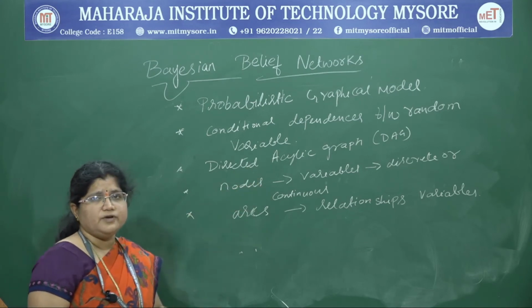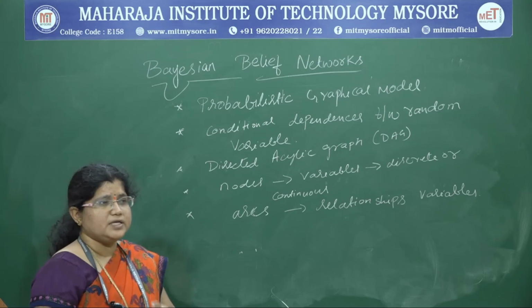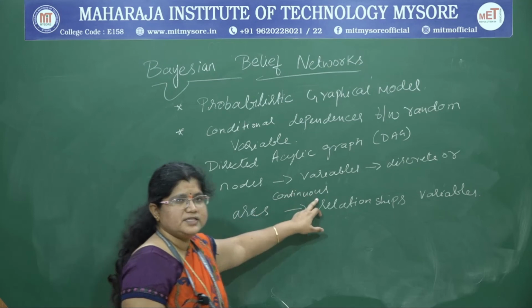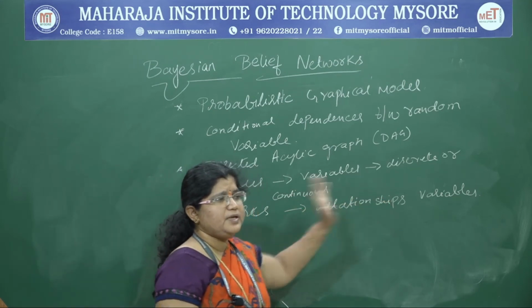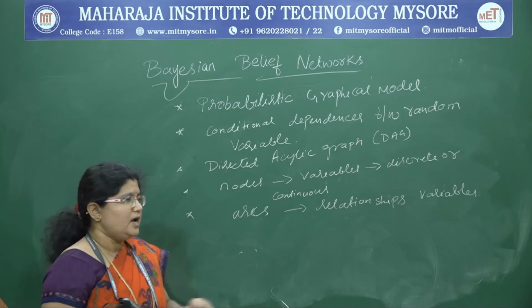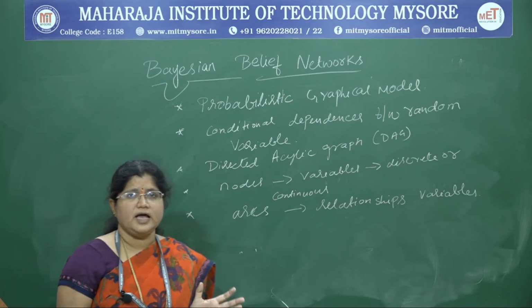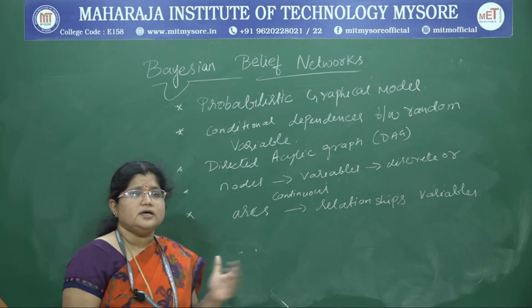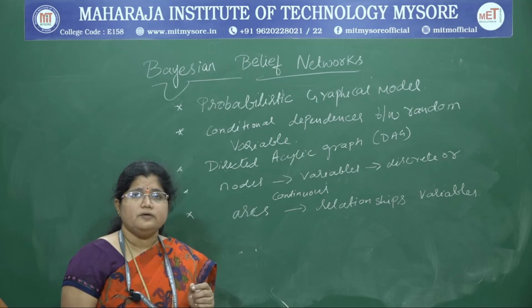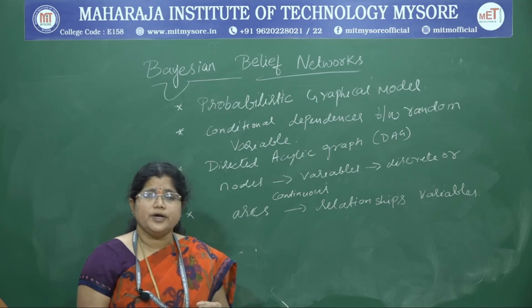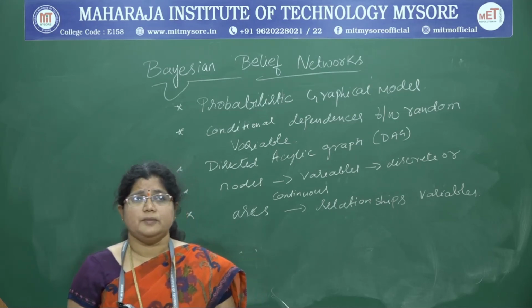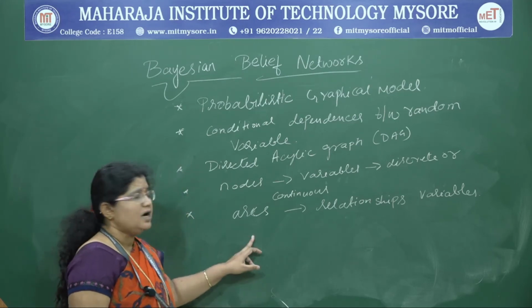Now this graph is going to be represented by using nodes and arcs. The nodes are the variables. The variables can be discrete valued variables or continuous variables, and the arc in the acyclic graph shows the relationship between the variables, or the flow of influence.